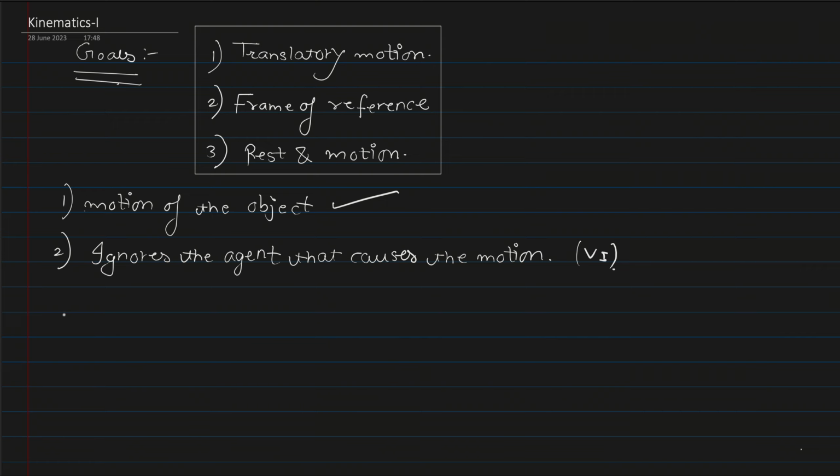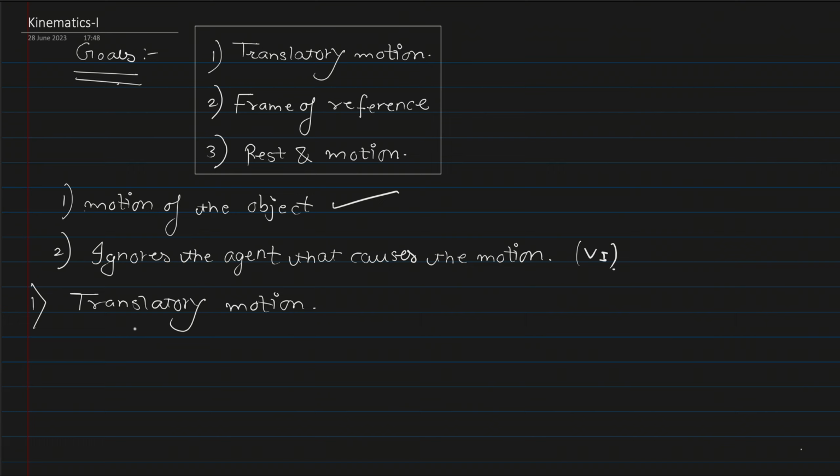Now, beginning with the first topic, translatory motion. So let us understand what translatory motion is. If you look at the definition, it says when a body moves in such a way that the linear distance covered by each particle of the body is the same during the motion, the motion is said to be translatory motion.